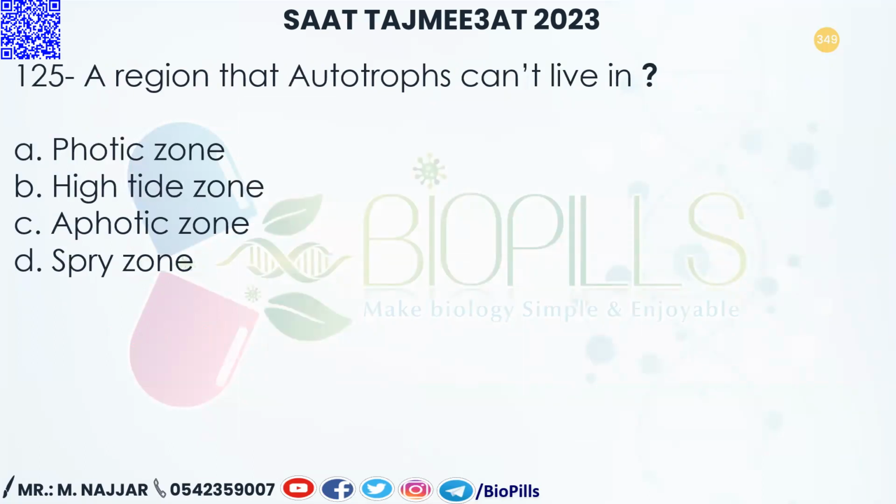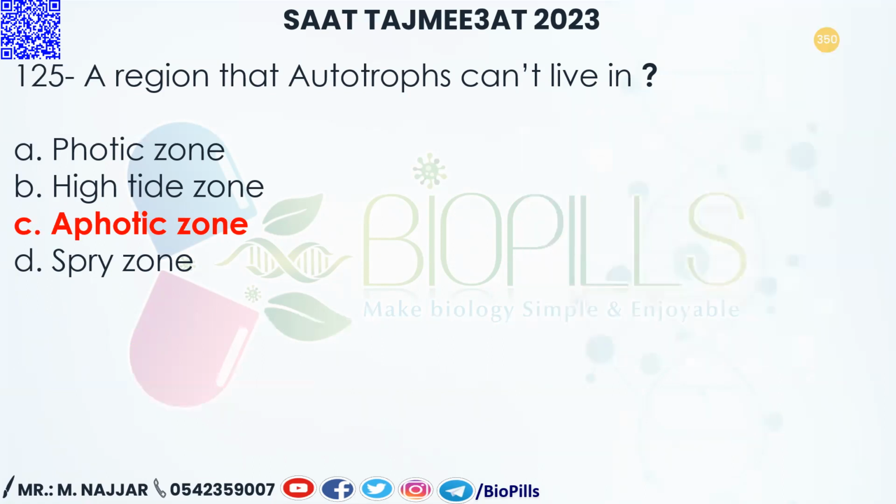A region that autotrophs cannot live in is one of the zones in which no autotroph can live. No, photic means there is light, so they can live there. Aphotic means there is no light. So they cannot make their own food, and they will die or move to another place. Photic means light, so the autotroph must have light. So they will not be in the aphotic zone.